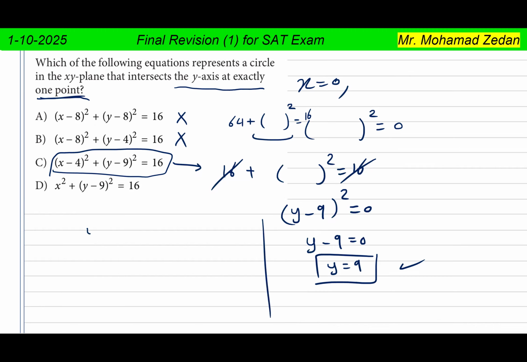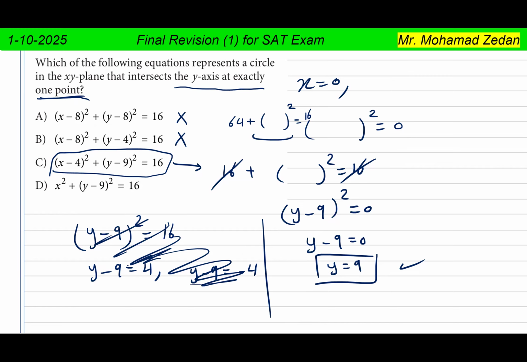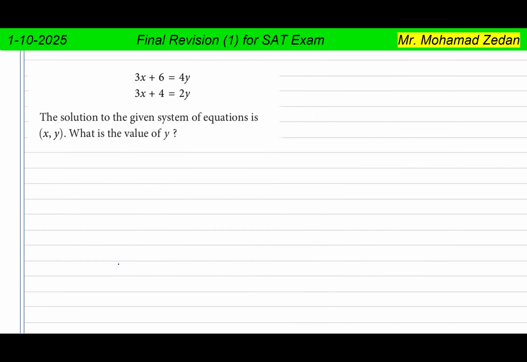If this equation intersects the y-axis at 2 points, you must get the complete square of the y term equal to a positive number, like 16 or 4. Now you have two solutions. Y minus 9 may be 4, and y minus 9 may be negative 4. Now you have two values of y, not only one. Thank you so much. I explained more cases for each figure.